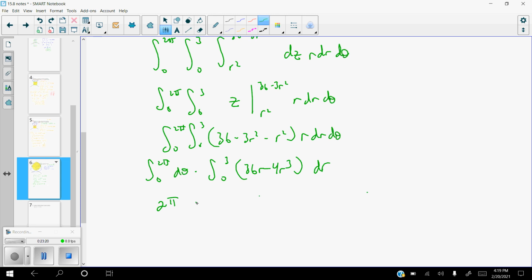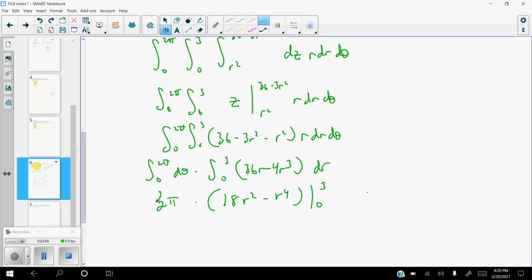Now we have to actually go ahead and do the antiderivative. So the antiderivative of 36r will be 18r squared. Antiderivative of 4r cubed is just r to the 4th. Okay, that's actually not so bad, from 0 to 3. This will work out to be relatively nice.